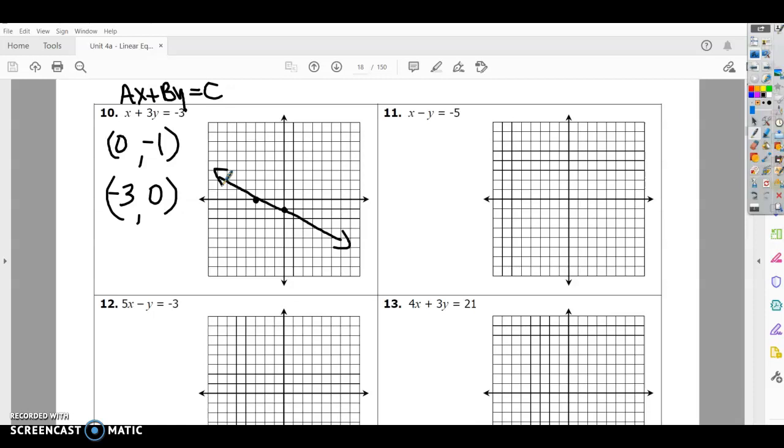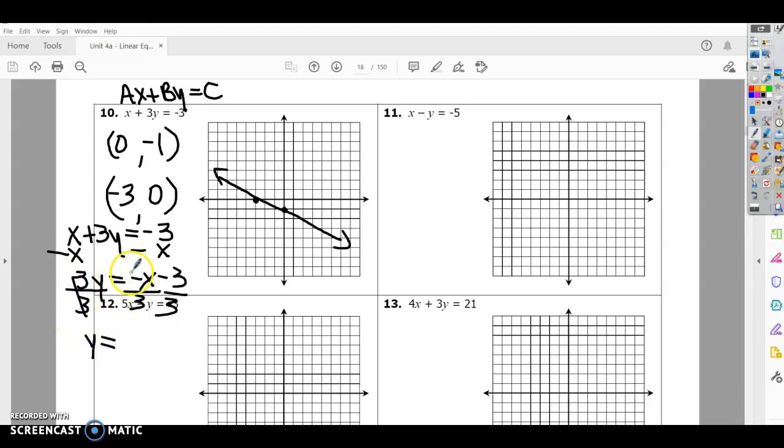If you forget how to do that, you can also solve this for y, which means you're putting it in slope-intercept form. So I can subtract x from both sides. So I'm going to have 3y equals negative x minus 3. And then I'm going to divide everything by 3. So y equals negative 1 over 3 x, and then negative 3 divided by 3 is negative 1.